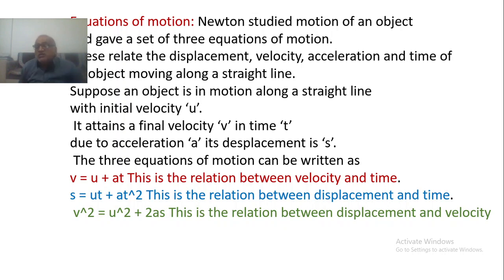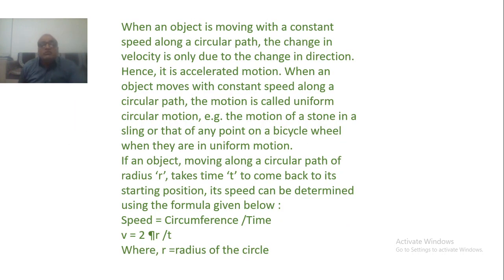This is the relation between displacement and velocity. When an object is moving with constant speed along a circular path, the change in velocity is only due to change in direction. Hence, it is accelerated motion. When an object moves with constant speed along a circular path, the motion is called uniform circular motion.